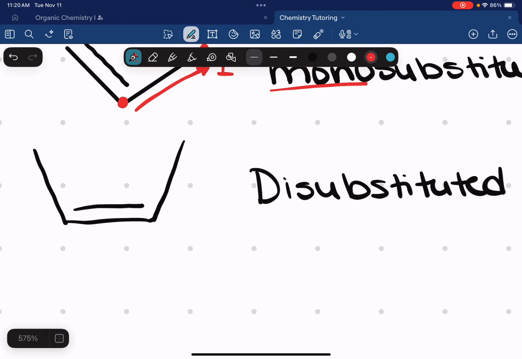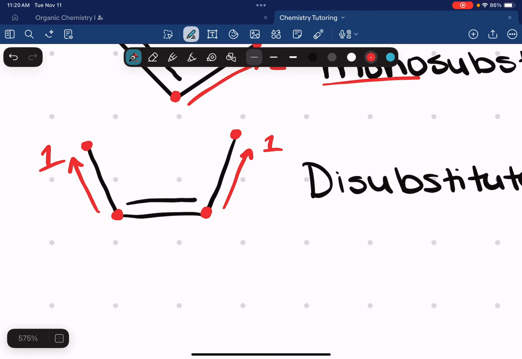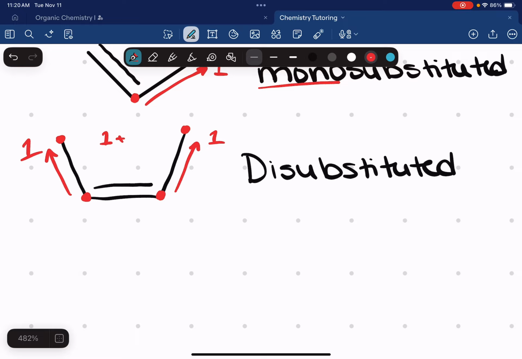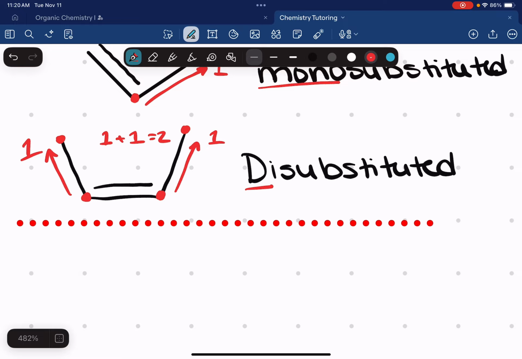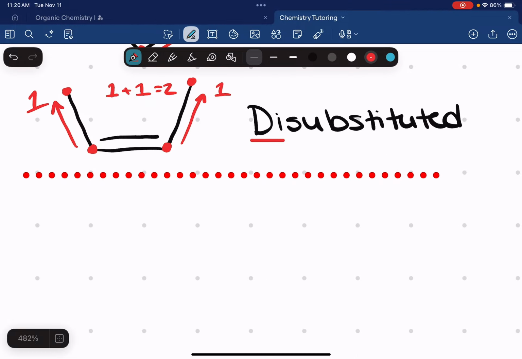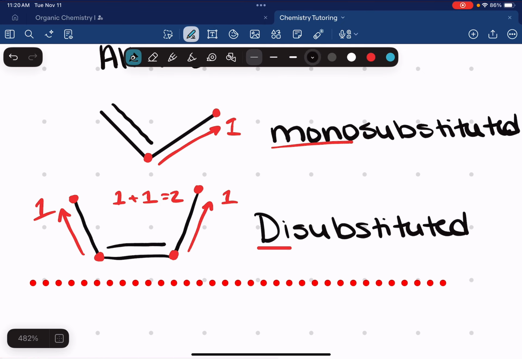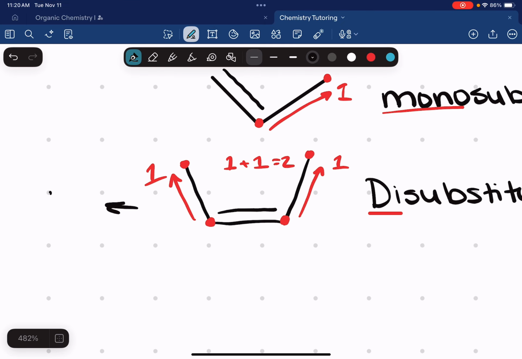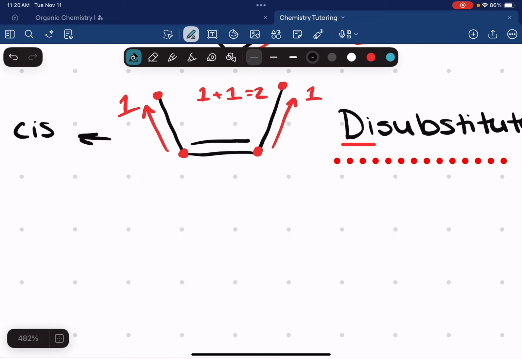And then again, so this carbon in the double bond is connected to one carbon over here, but then this one is also connected to another carbon. 1 plus 1 equals 2. Di substituted. And these ones can either be cis or trans. So this is a di substituted, but this one is cis, right? They can also look like this. And then this one would be trans.